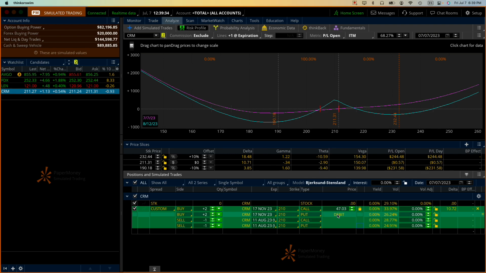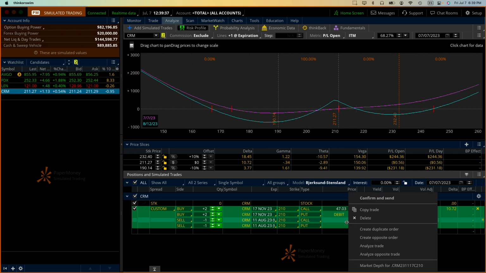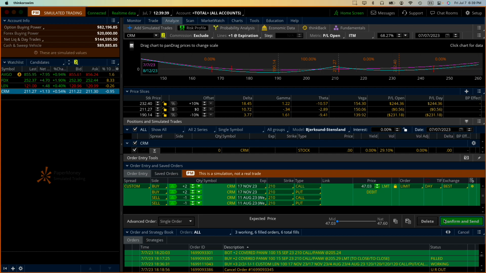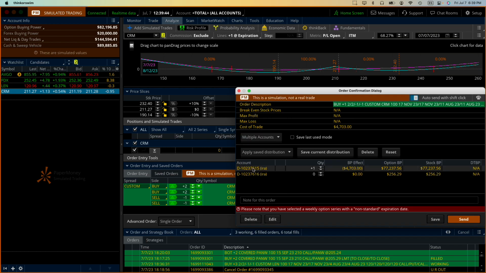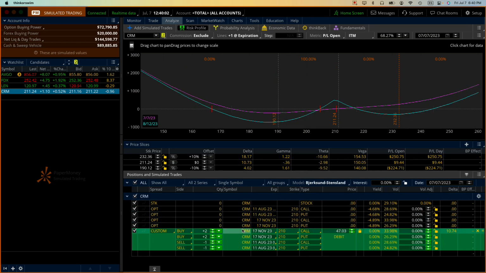Okay, so in this case, I can do probably 2 of these trades. Create duplicate order, confirm and send, multiple accounts. And here is my account ending in 15. If I do 2 of them, perfect. 9,406. That's 10% of my account. And I'm going to send it. Okay. And that's about it for today, I think.